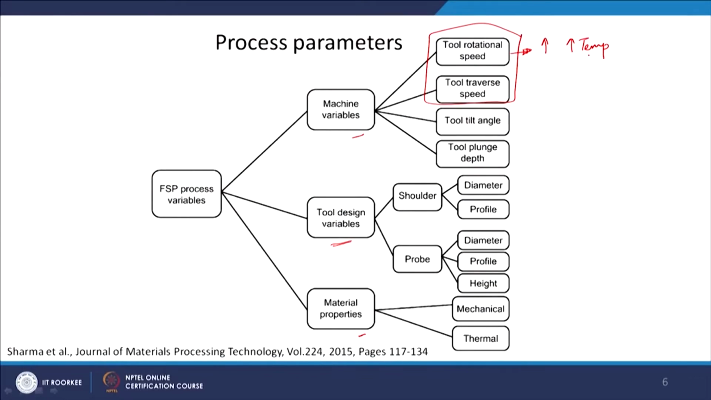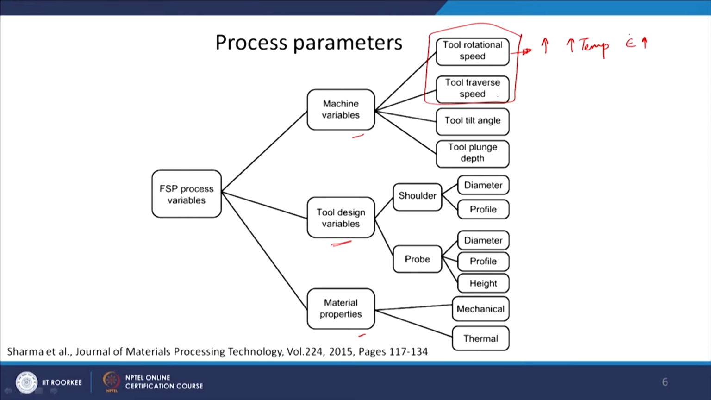So, you cannot keep increasing temperature continuously, but in general if you increase the RPM, the temperature attained will be more, and also because the stirring is more, the strain rate which you achieve will also be more as you increase the rotation speed.